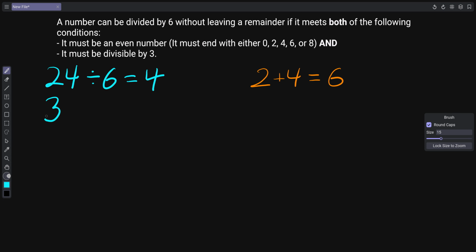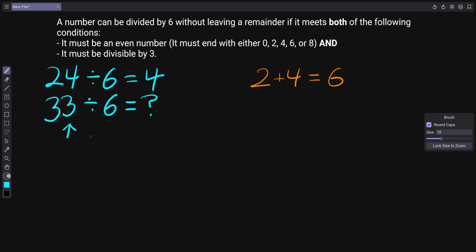Let's take a look at 33. Could this be evenly divided by 6? Well, it doesn't start with any of the numbers that are required for it to be an even number. It does not start with either 0, 2, 4, 6, or 8. So this will not be divisible by 6.